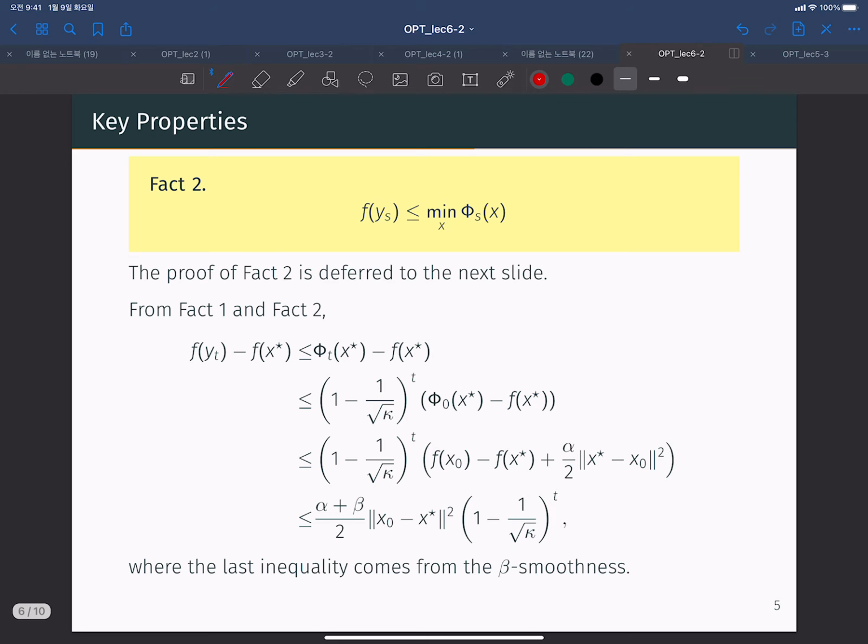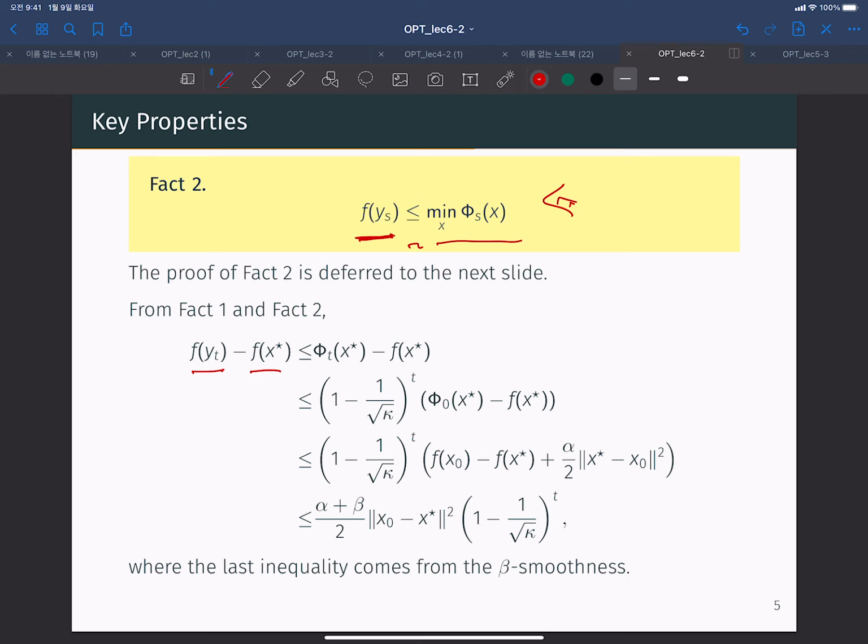The second fact for the Pi function is this. f(yt) is always less than or equal to the minimum value of Pi t(x). This is a little bit tricky to show, so I will provide a detailed proof from the next slide. Okay, so when you have fact 1 and fact 2, from the two facts, we can conclude the convergence speed.